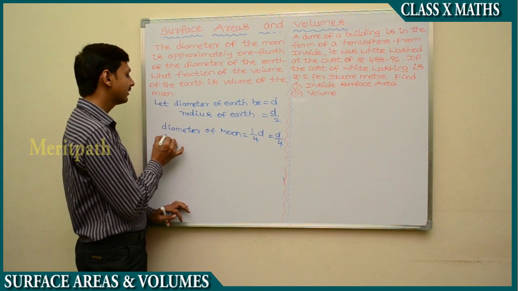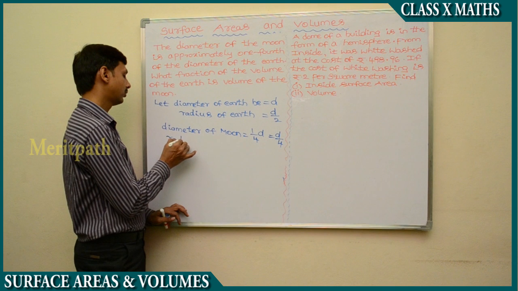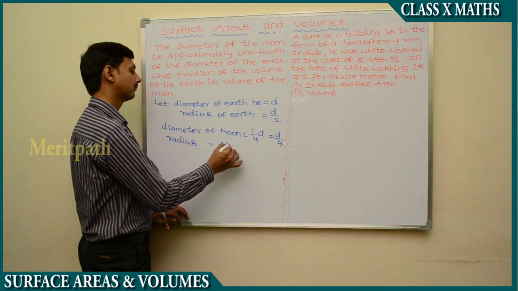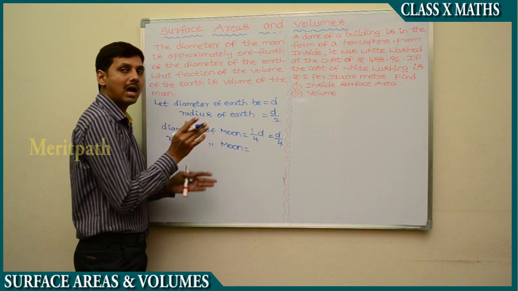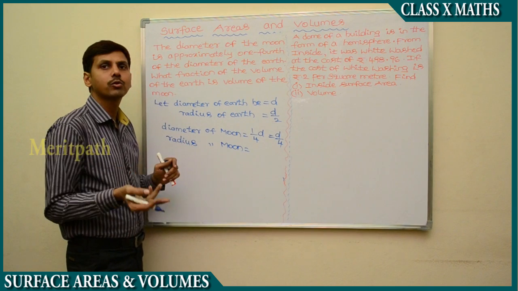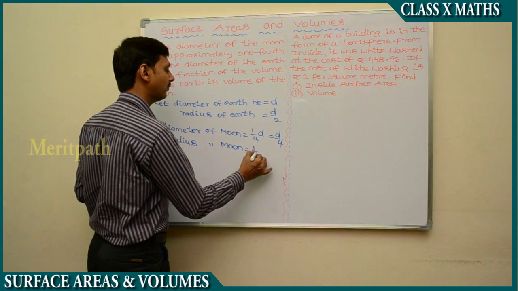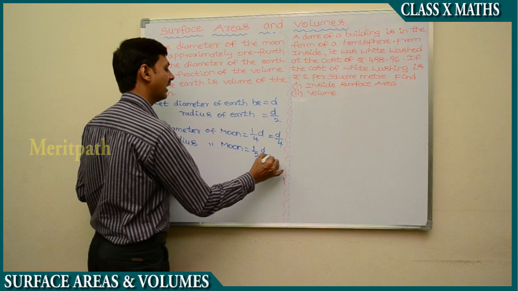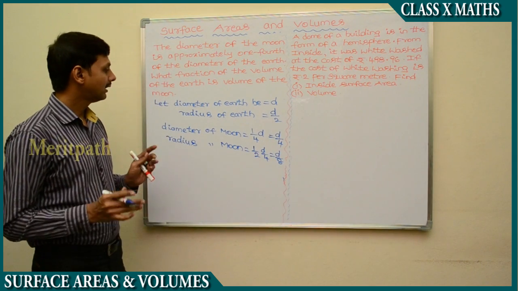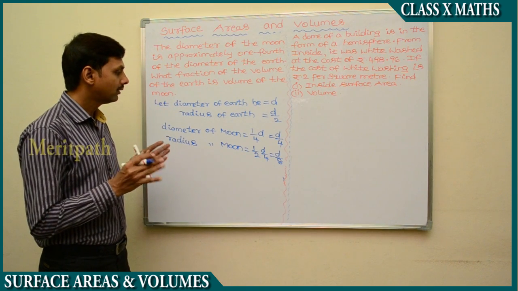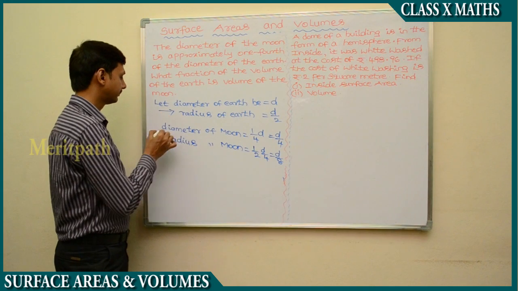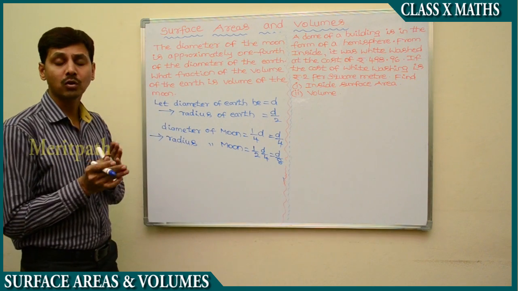So let's find the radius of the Moon. The radius of the Moon is half of the diameter. So half of d by 4 becomes d by 8. So we got the radius of the Moon is d by 8, and the radius of the Earth is d by 2. Let's find out the volume of both.